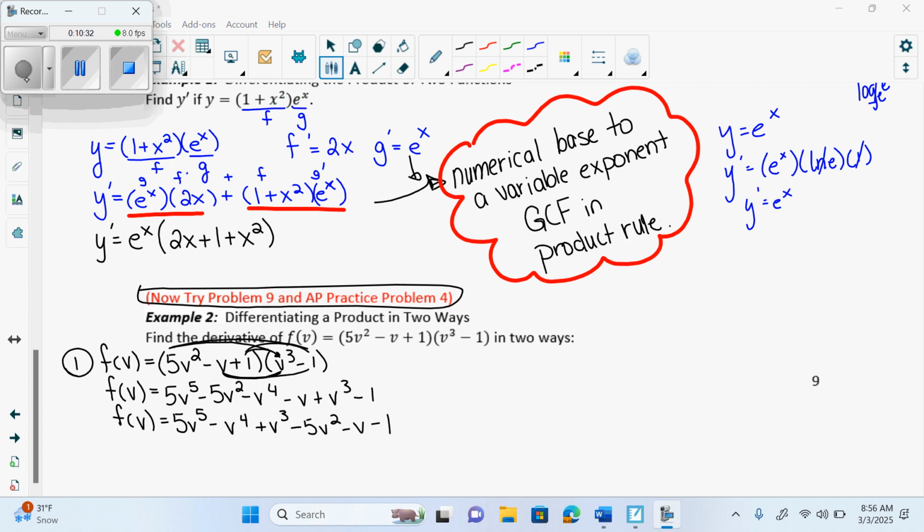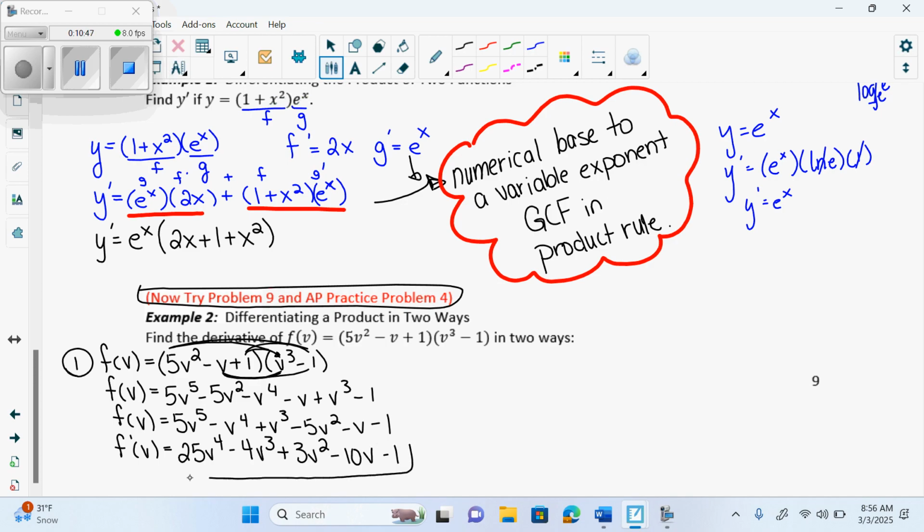F prime of v equals 25v^4 minus 4v cubed plus 3v squared minus 10v minus 1. So that's one way you could do it. And we can only do this because it's a polynomial times a polynomial. When you have an e to the x in there or something like that, you can expand it, but then you're still going to have a product rule embedded.